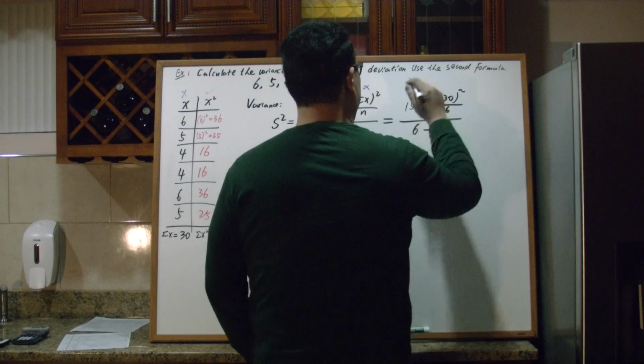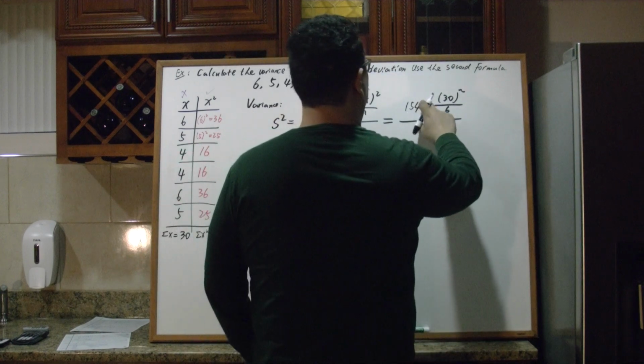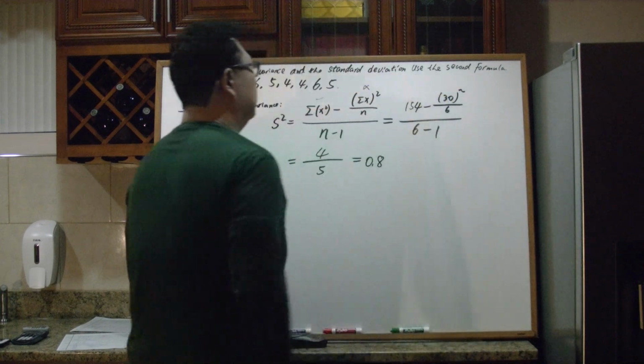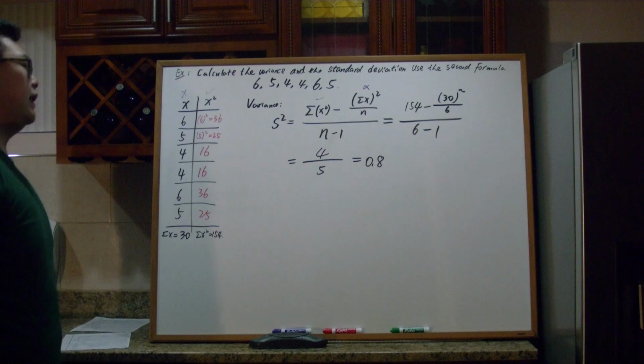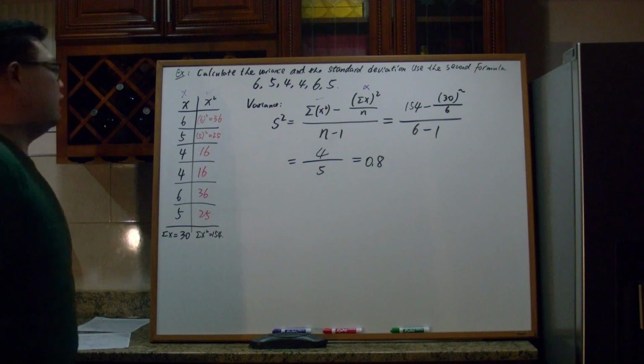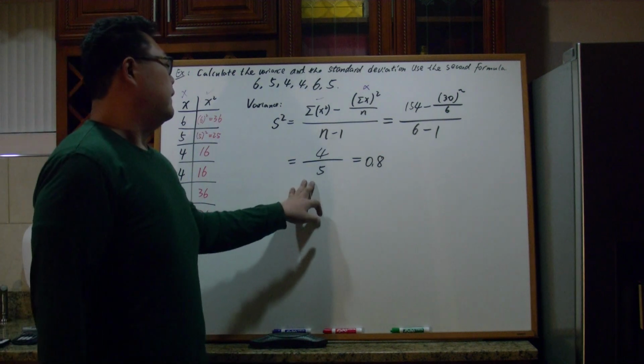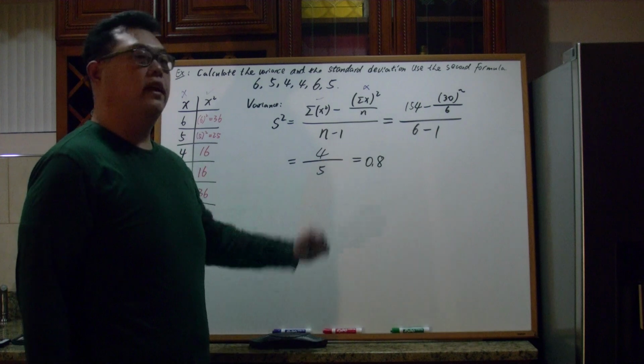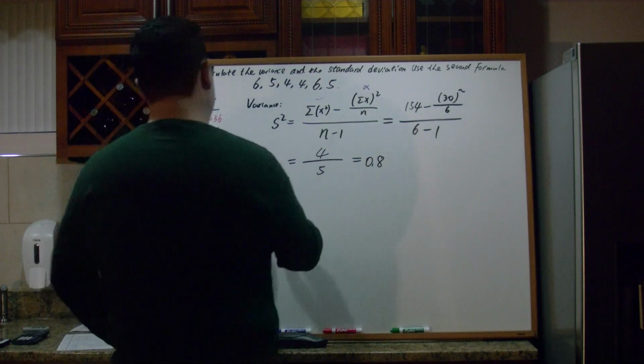So at least we cannot say it's wrong, because it's not negative, but that's all we can say, right? We are not sure if that's right, but at least it's not wrong. And we get 0.8 as the variance.